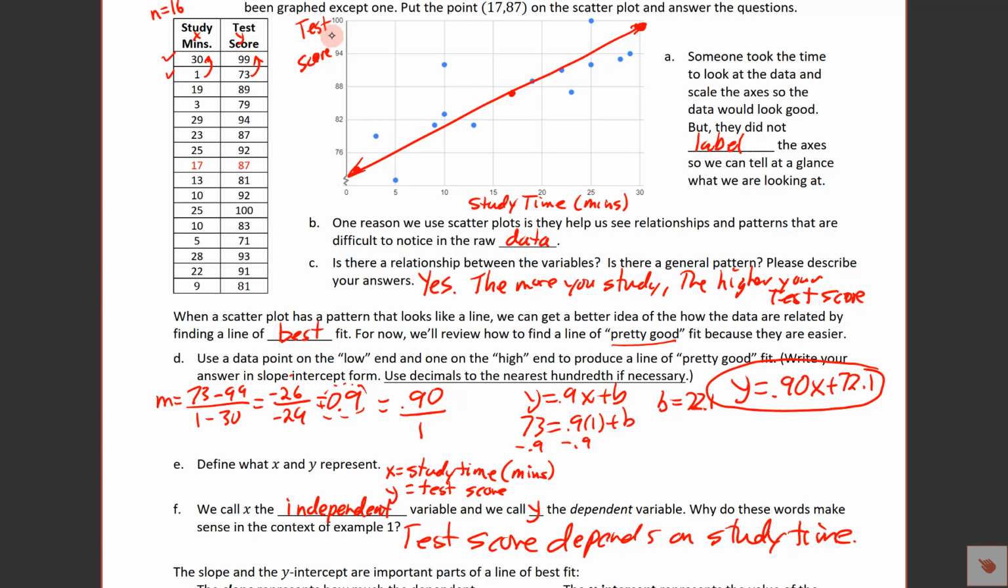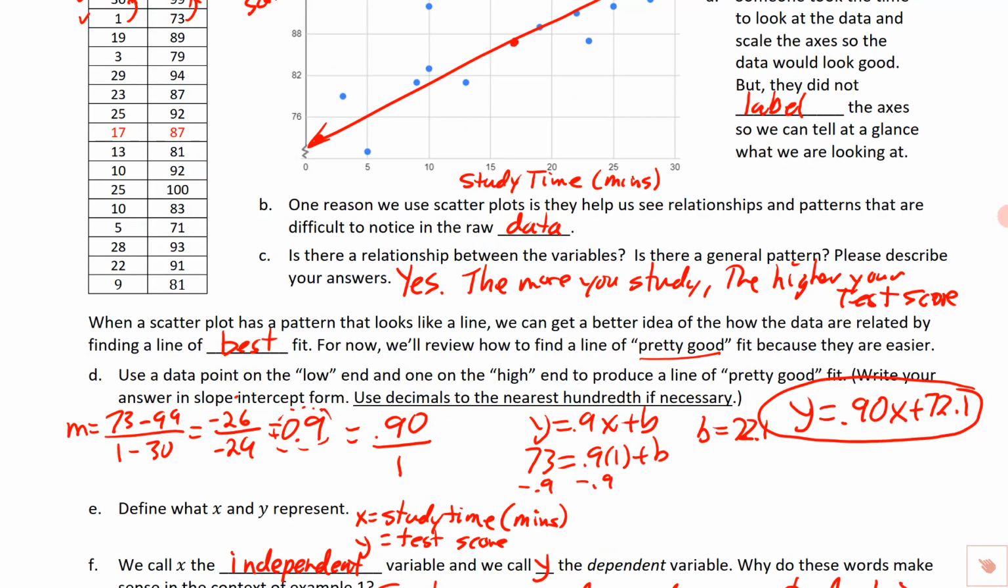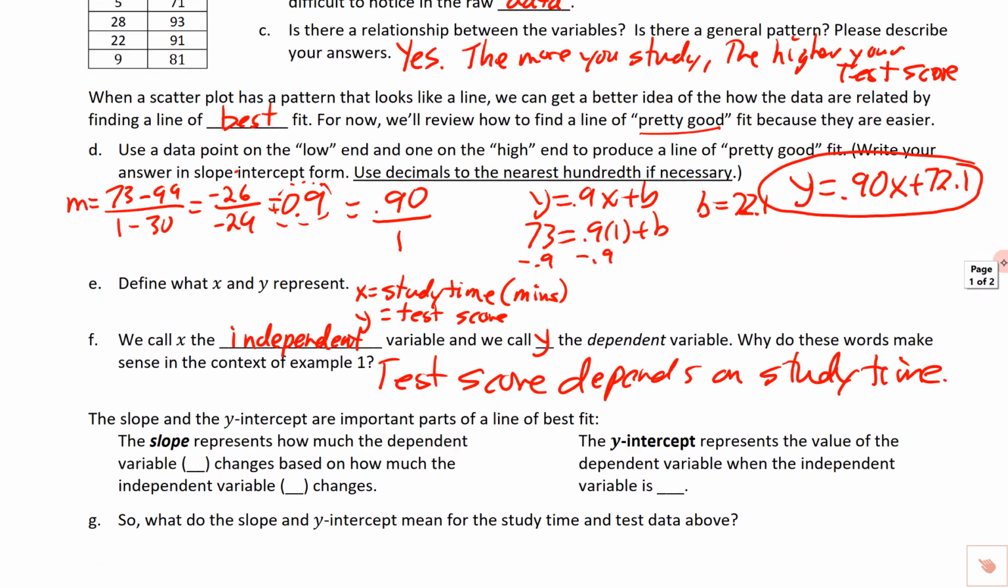Now, again, this is a line of pretty good fit. This isn't perfect. This is a scatter plot. There's a lot of variation here, but this kind of gets us in the ballpark of the right idea. So I'm going to go ahead and enlarge this, and we're going to come down and take a look at the rest of what's going on here.